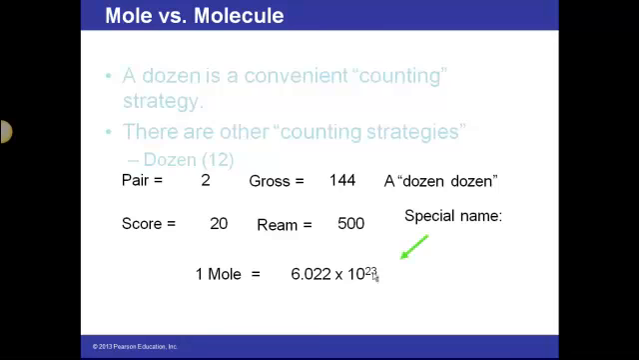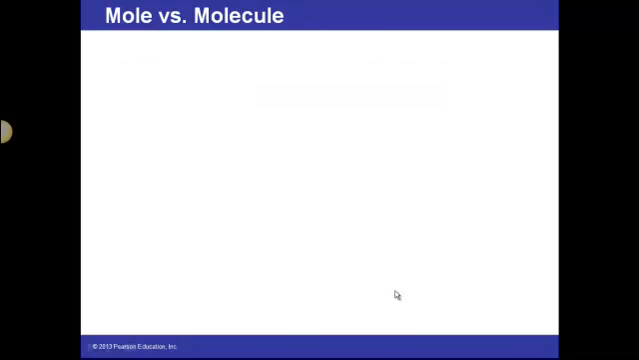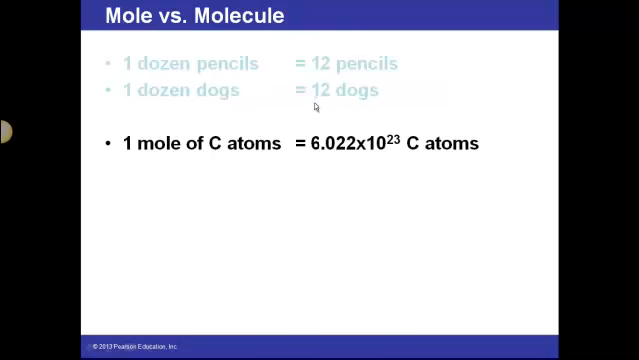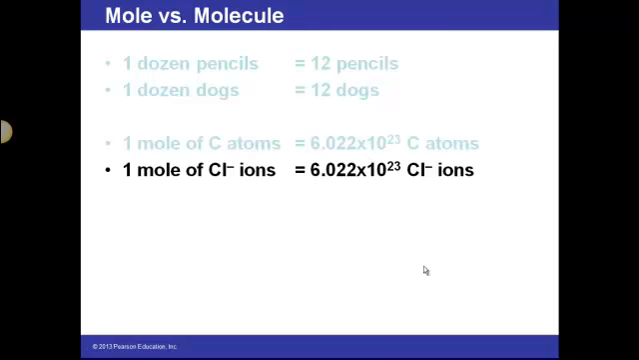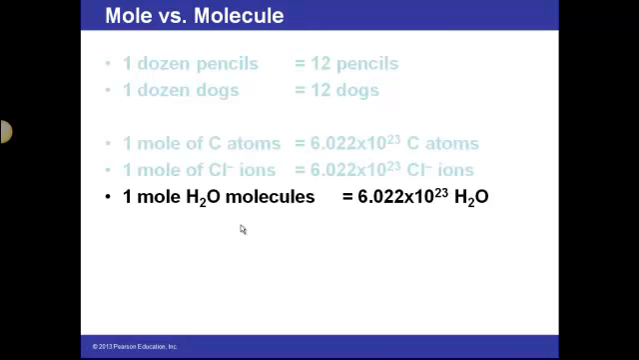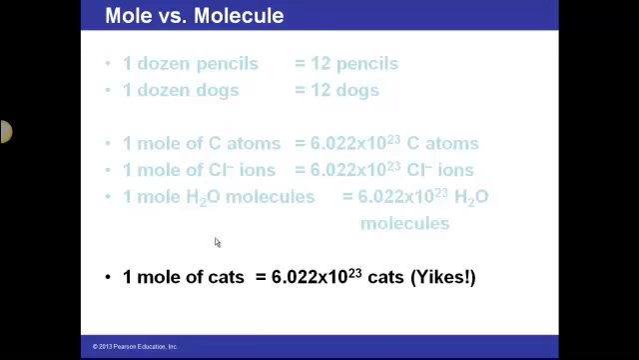This constant that we assign to the mole is given a special name. It's called Avogadro's number, and it's given the designation N subscript A. It will always remain this constant. Very similar to the way we would use a dozen, we can use Avogadro's number to represent 1 mole of any substance. So 1 mole of carbon atoms is 6.022 times 10 to the 23rd carbon atoms. Same with a mole of chloride ions or a mole of water molecules or any other substance or thing.